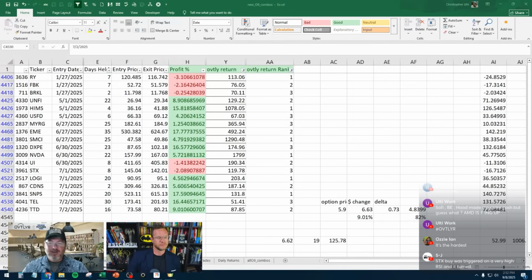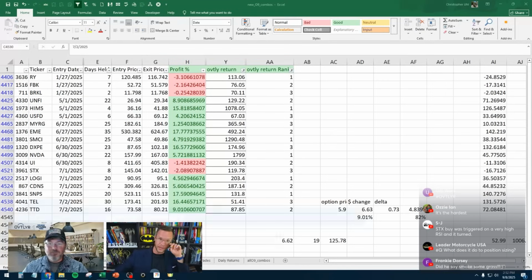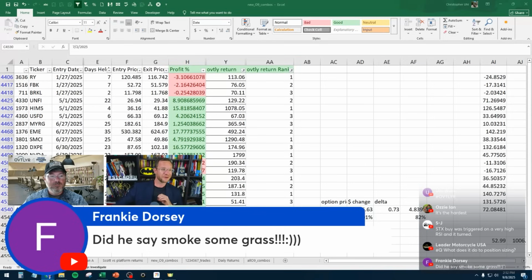Something that fits our lifestyles. Like some of us might need to be working during the day anyway, and we can't place our trades. We can post them, but we can't do it during active trading, for instance. That's right. I would not encourage you to smoke some grass unless that's part of your trading plan.